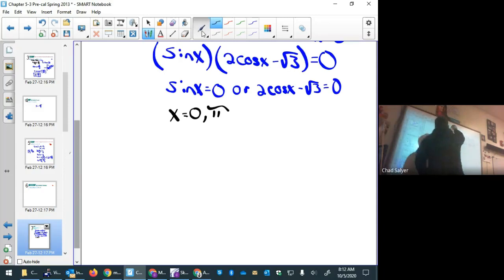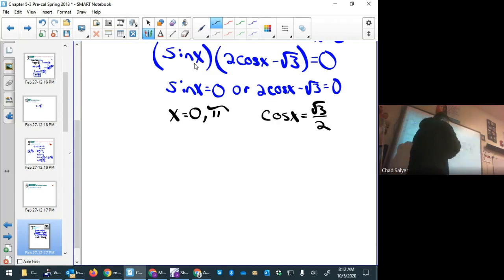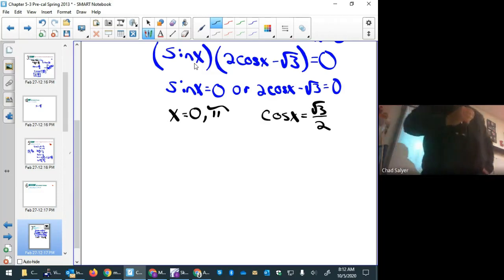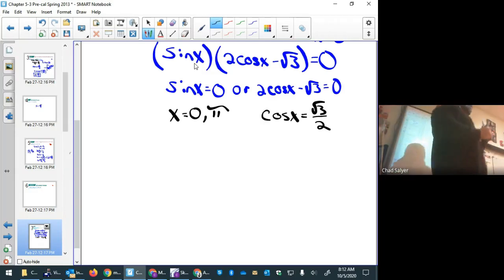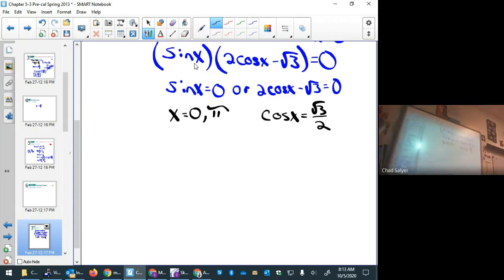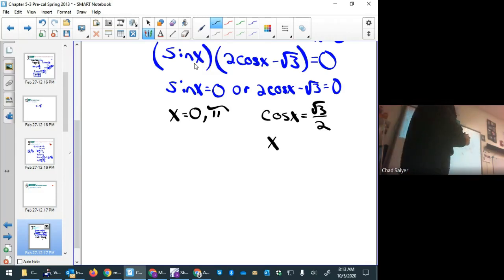So over here, I've got cosine x equals radical 3 over 2. So there are two places again on the unit circle where this is true. And you can confine yourselves to the quadrants that have a positive x, which is Q4 and Q1. So what are the x values that cause us to have cosine x of radical 3 over 2? Macy.